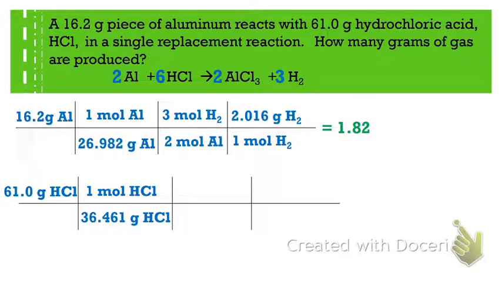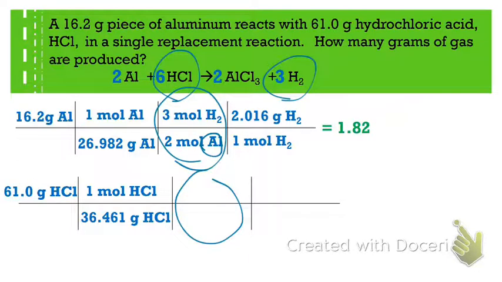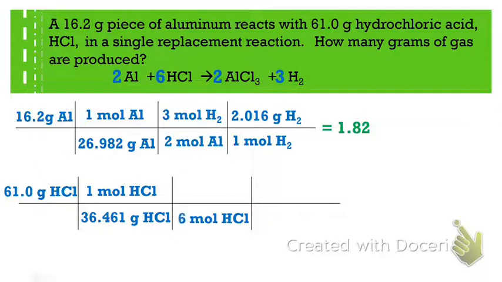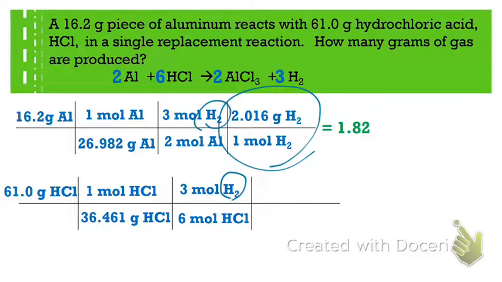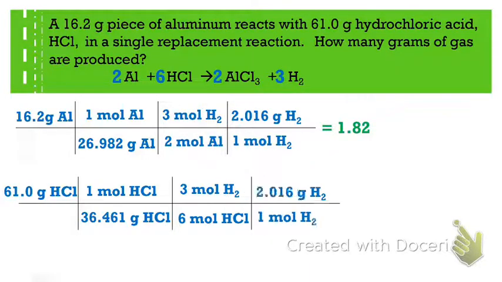This next bracket here is going to be the same type of thing I did here, mole ratio. It's just that instead of Al, I'm going to be putting HCl's number on bottom, but I'm still trying to find hydrogen gas. So 6 moles of HCl on the bottom, 3 moles H2 on top. And then this last bracket is going to look exactly like this one, because at this point I've got the same substance and I'm still wanting to find grams of that substance.